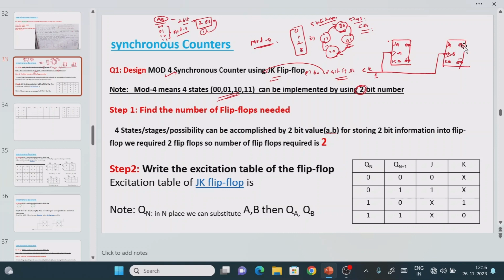Now here, what we have to do is, in that circuit diagram, we need to identify the JA value, KA value as well as JB value, KB value. Why we need to identify: if you apply just the clock pulse, flip-flop 1 and flip-flop 2 will work as synchronous. But what is our requirement? Immediately we should get the output value 00, 01, 10, 11, right?